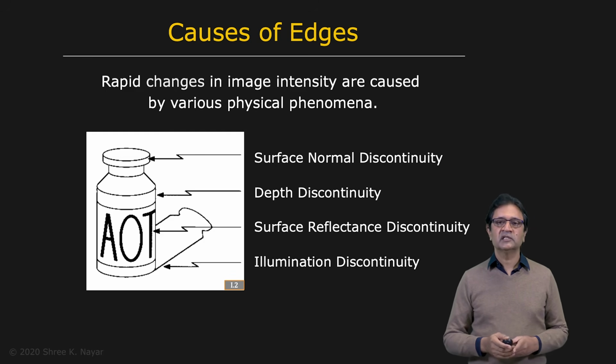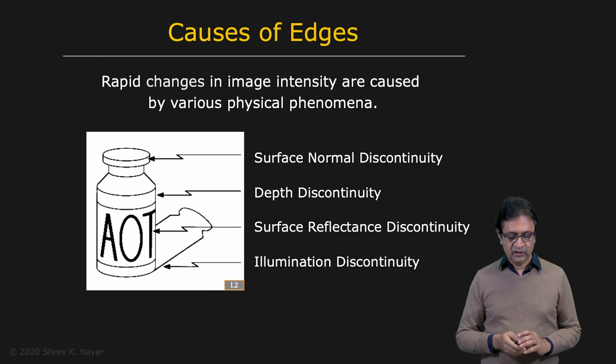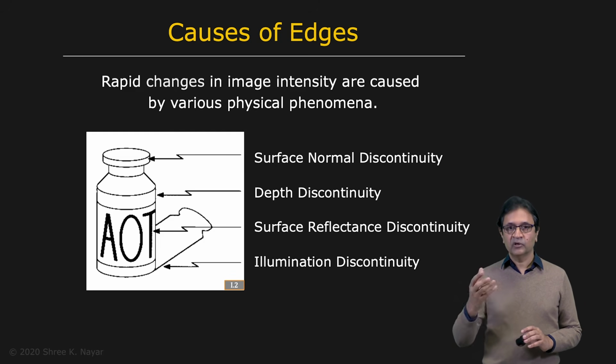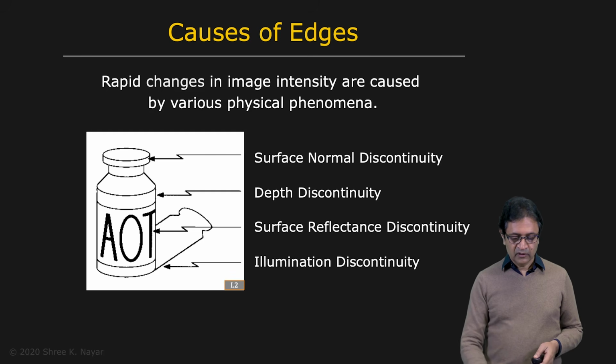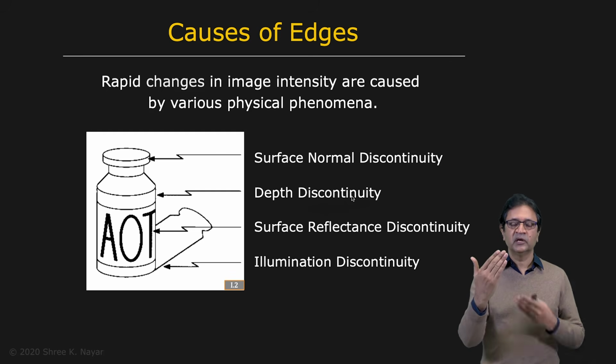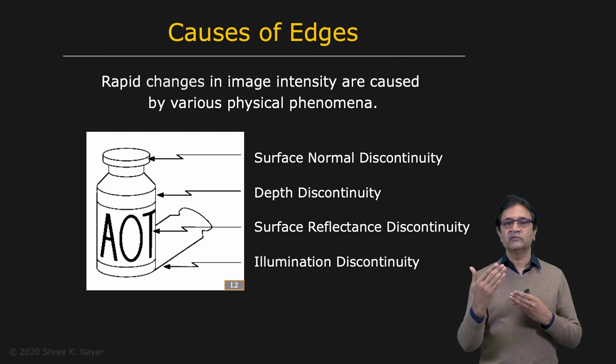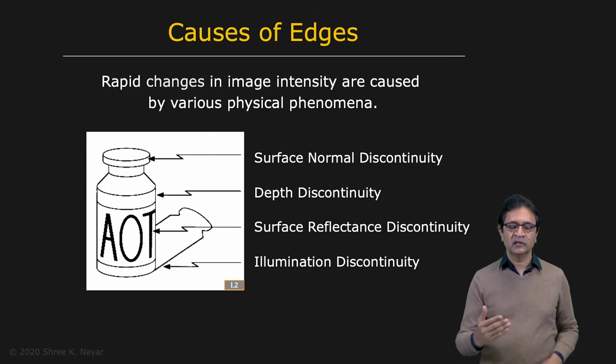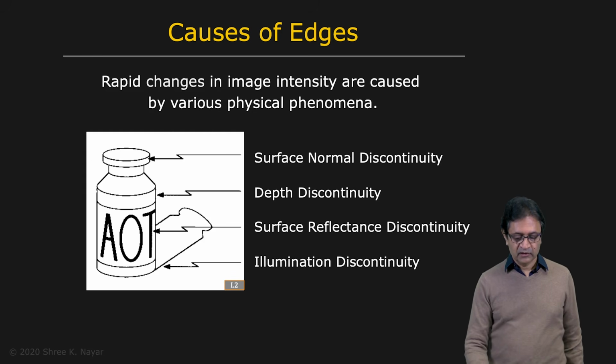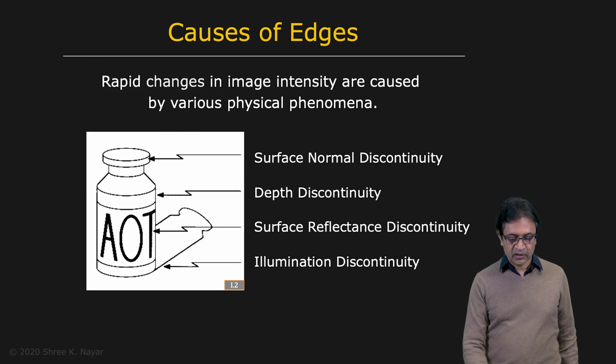So now let's take a look at some of the causes of edges. What are the physical phenomena in the real world that end up causing edges in images? One of them is depth discontinuity. So let's say you have one object which is behind another object. It's very likely that these two objects are going to be made of different materials, and therefore there's going to be a sudden change in brightness at the edge between these two objects, and that's called a depth discontinuity. For instance, the bottle here and the background.